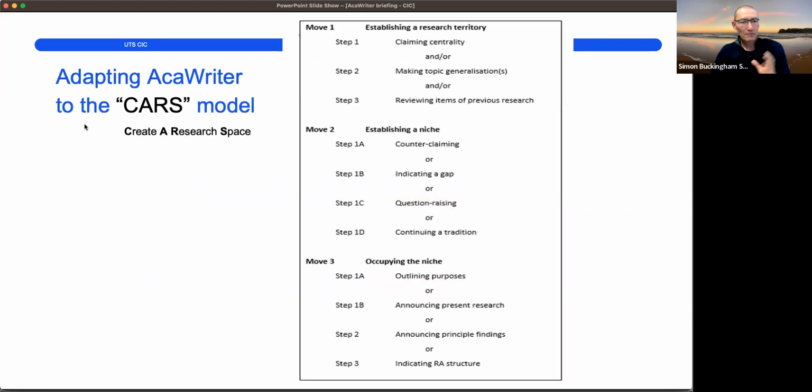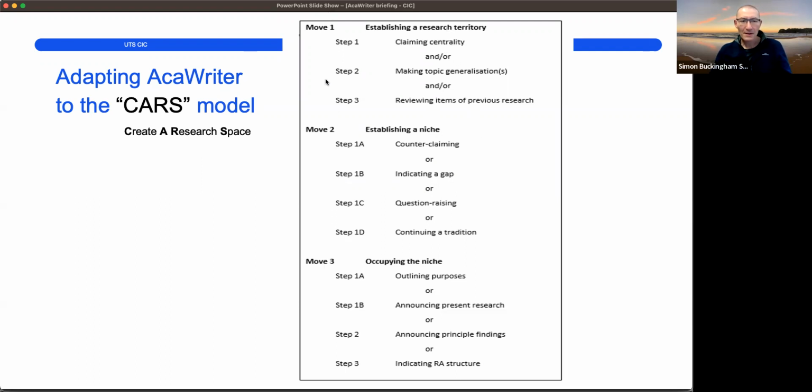Okay, and we have built on work also by that guy Swales that I mentioned earlier, who has developed a model used very widely in training PhD students called CARS, Create a Research Space. And you can see 1, 2, and 3 moves here, which have then been broken down.